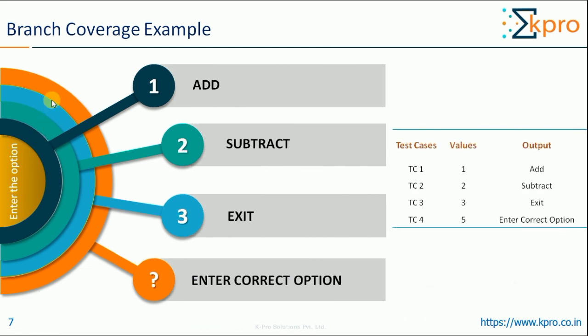Let us consider this representation of a program to understand branch coverage. This program does three operations: add, subtract and exit, and there is error handling criteria. In order to test this piece of code completely, 4 test cases are required, one for each operation and another to check error handling.